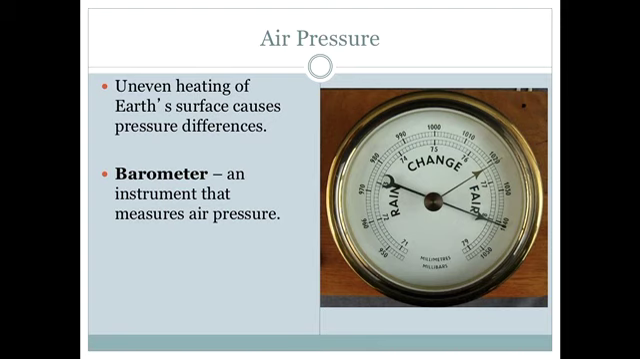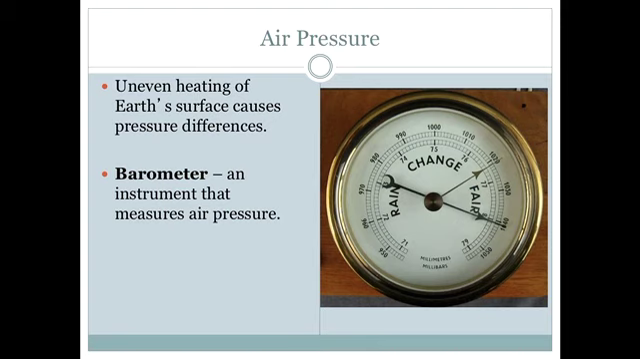Okay, as you can see, this is a picture of a barometer. A barometer is an instrument that measures air pressure. Now let's take a look at this barometer. You see it says rain, it says change, and it says fair. What does fair mean? Fair means sunny, clear skies. Rain, I think that pretty much speaks for itself.